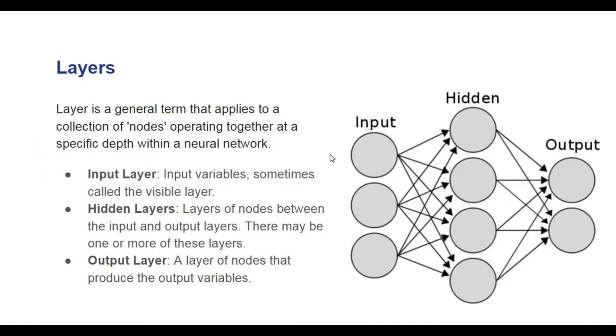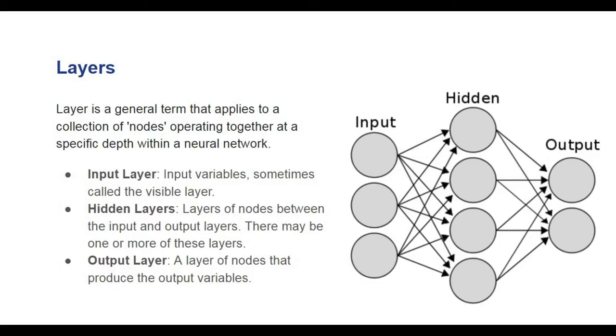So the first hyperparameter is layer, which applies to a collection of nodes operating together at a specific depth within a neural network. So for layers in a neural network, we have 3 levels of layers. The first is the input layer, which has the input variables, sometimes called the visible layer. And then we have the hidden layer, which is the layer between the input layer and the output layer.